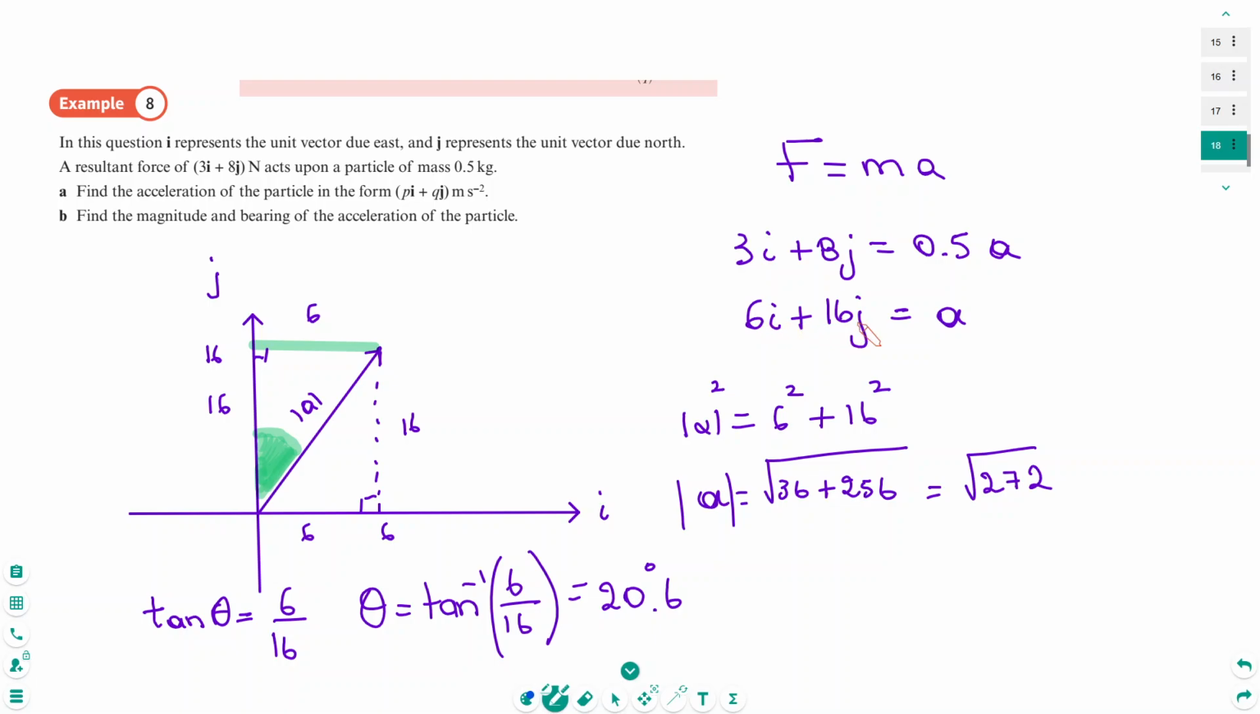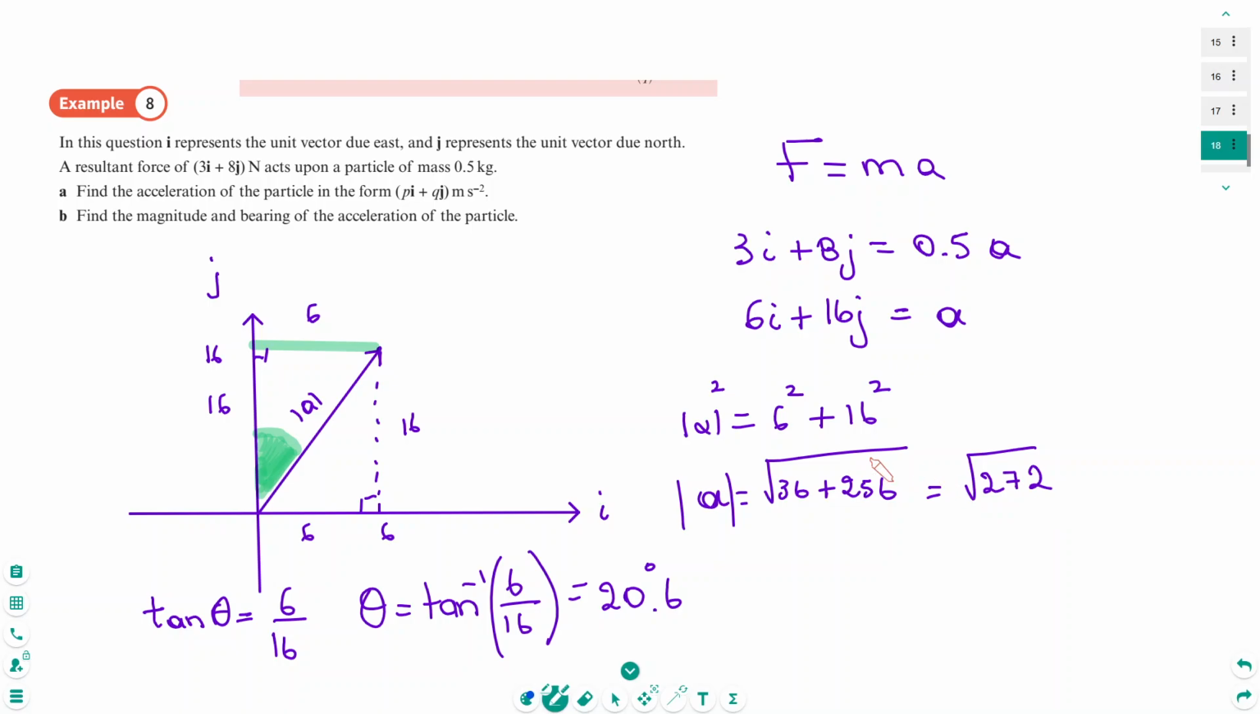We can also draw a diagram by drawing a vector starting from the origin and towards the point (6, 16), and you see the diagram on the left. This is the acceleration vector. To find the magnitude, this is equivalent to the hypotenuse of this right-angled triangle. So we can use Pythagoras' theorem and find the hypotenuse, which is 6 squared plus 16 squared. So the acceleration is the square root of 292.